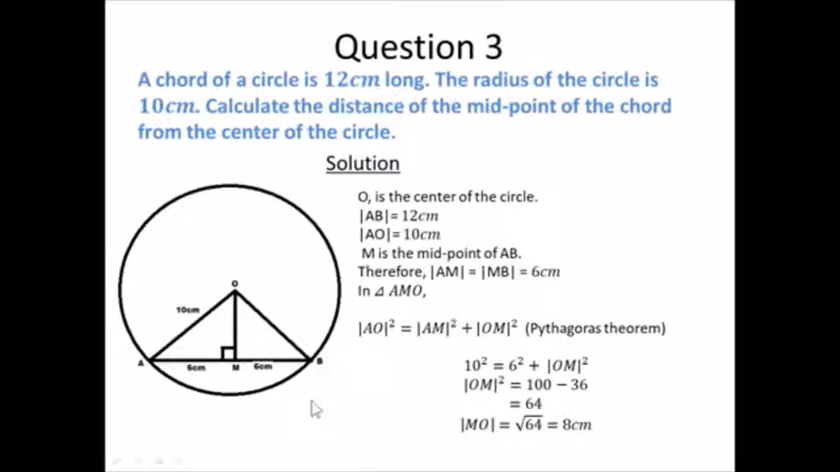But if you look at this third question, you are given the chord of a circle is 12 centimeter long. The radius of the circle is 10 centimeter. You are given the length of the chord, and you are given the radius as well. You are asked to calculate the distance of the midpoint of the chord from the center of the circle. That is, we have to find the distance of this chord from the center, which is represented by this OM, this distance OM here. That's the distance of this chord from the center of the circle.